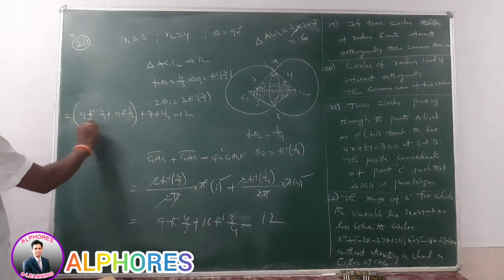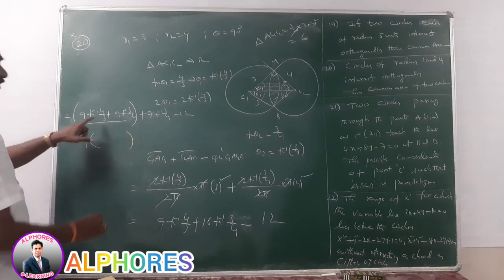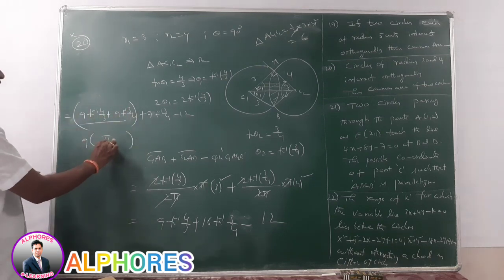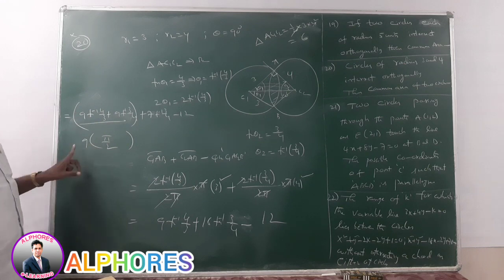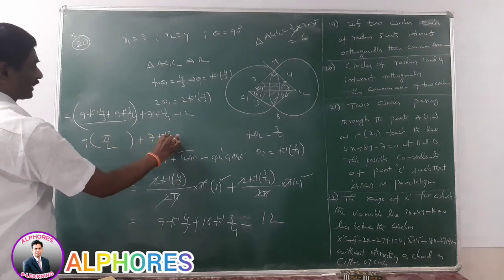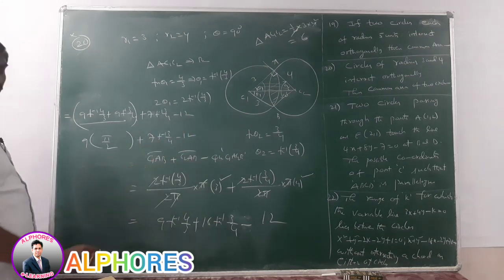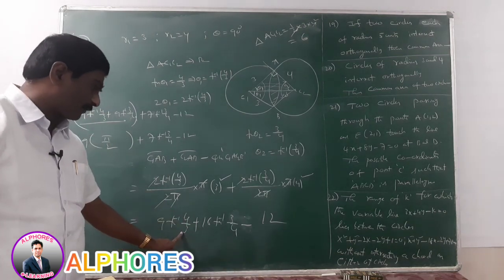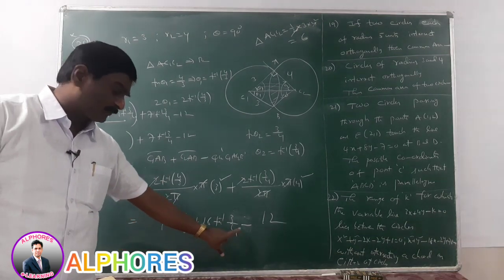Please observe this point. In this case, 9 is the common term. Tan inverse 4 by 3 plus tan inverse 3 by 4 means xy is equal to 1, that means pi by 2. This value is pi by 2. This value is equal to pi by 2 plus 7 into tan inverse 3 by 4 minus 12. Simplify this value, find the value. This is the correct answer: 9 tan inverse 4 by 3 plus 16 tan inverse 3 by 4 minus 12.